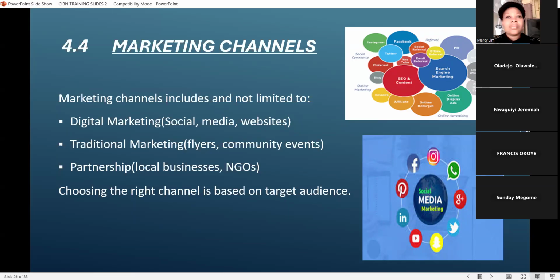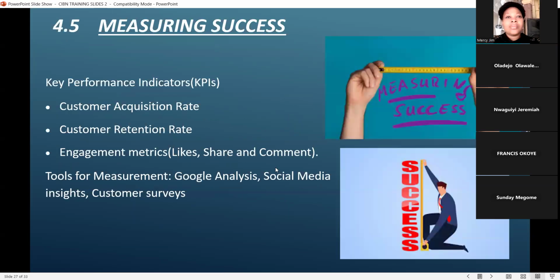Measuring success: key performance indicators. We look at customer acquisition rate and customer retention rate. That's the rate of the number of customers that you win to yourself. That's acquisition. Then the rate of customers that you are able to hold, that these ones are mine and they are not going anywhere. That's the number of people you've been able to retain.